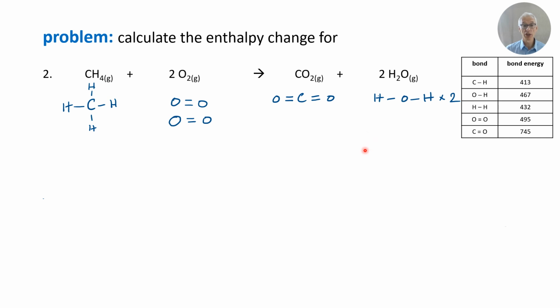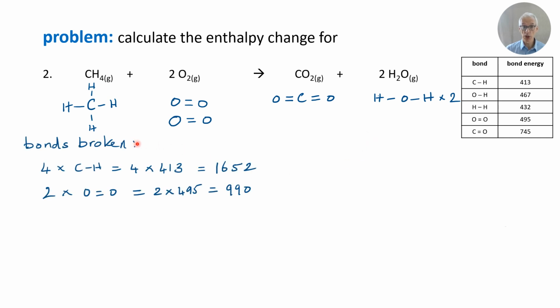Okay, so I'm going to reveal the bonds broken. I've got carbon-hydrogen 4 times, which comes to 1652. I've got oxygen double bond oxygen twice, because there's 2 molecules of oxygen. So 2 times 495 comes to 990. My total is 2642. I give it a positive sign because we are breaking bonds, which is endothermic.